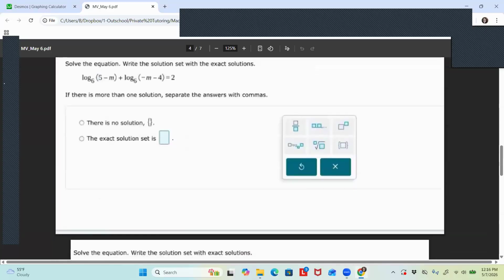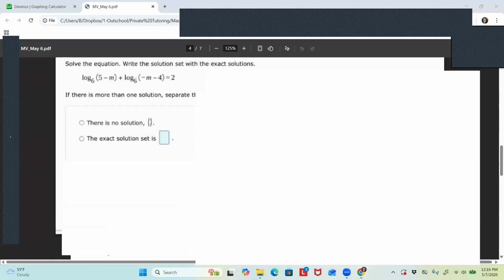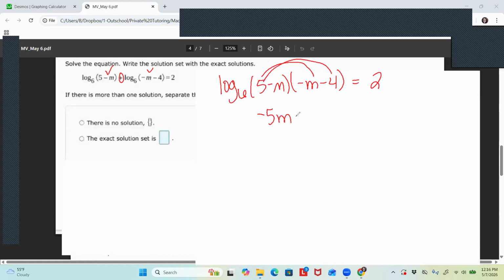Solve the equation. Okay. Here's a logarithmic equation. You want to combine the logs or condense them first. All right, I see a plus, so that means we're going to multiply. So we're going to have log base 6 of this multiply this. So 5 minus m multiply negative m minus 4 still equals 2. Let's go ahead and multiply that. So that'd be negative 5m, negative 20, positive m squared, positive 4m equals 2, and that's still log base 6.